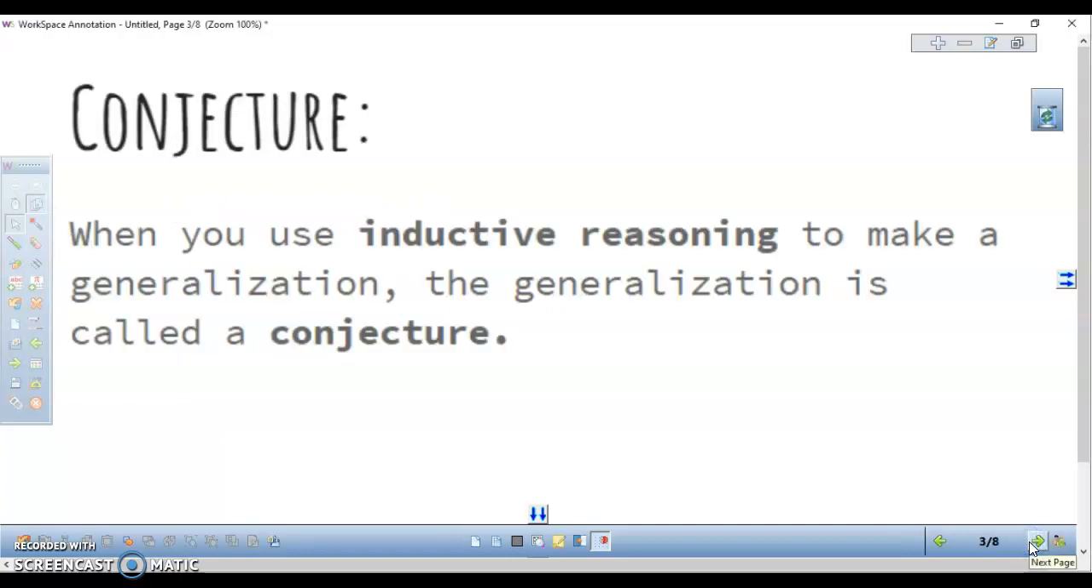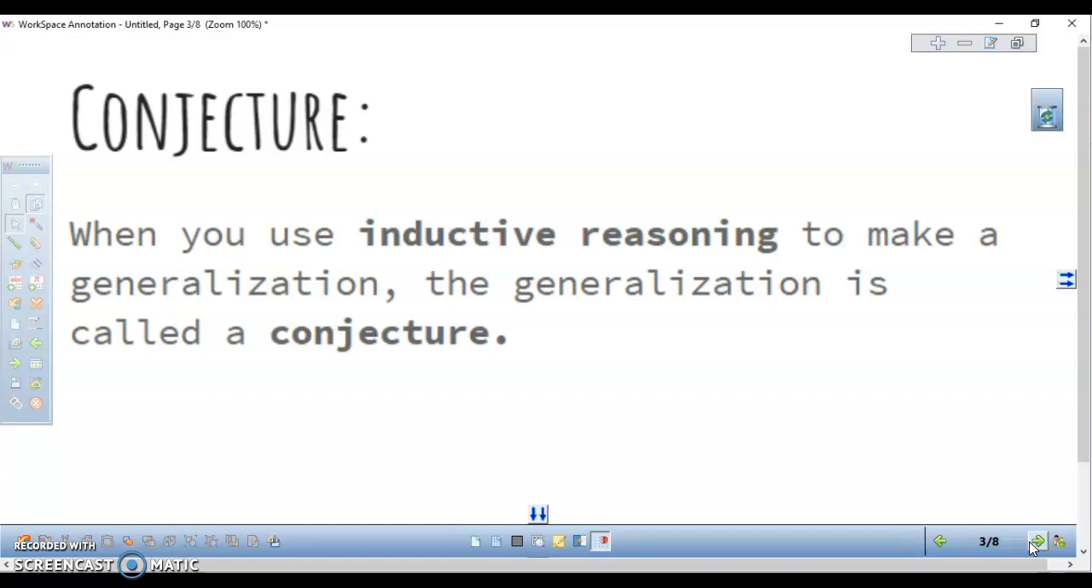Now, a conjecture, this is mathematical language that we'll use throughout the course. This is when you come up with an idea. So when you use inductive reasoning to make a generalization, the generalization is called a conjecture. So if we go back to Neva, her conjecture was, every time he calls me and I go to him, I'm going to get a treat. That is her conjecture that she has made using inductive reasoning.